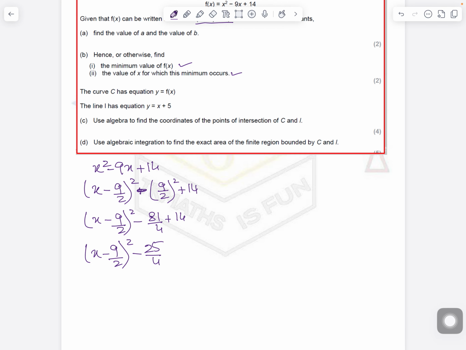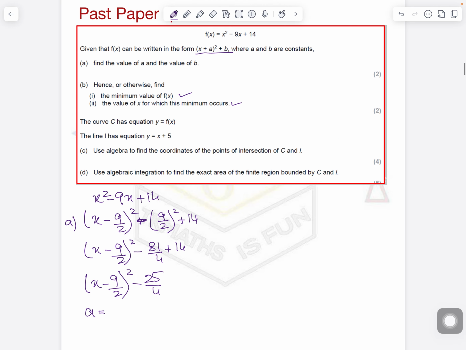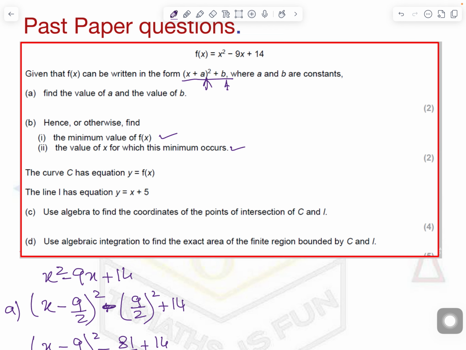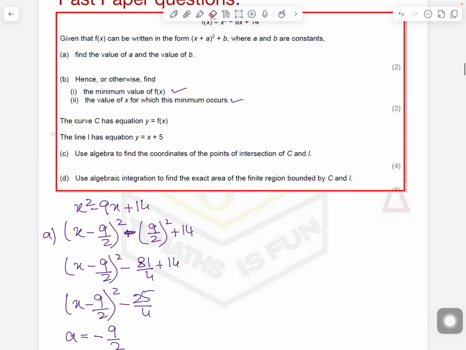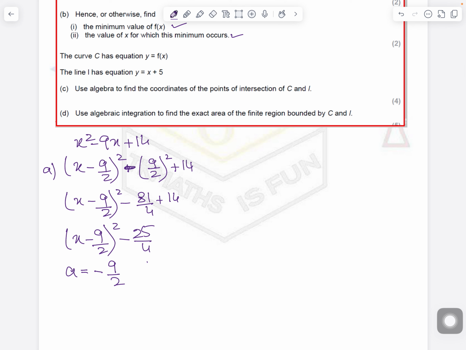So now the question is saying find the minimum value. This is your part A. So you can write here A equals, because the question is asking to find the values of A and B. So A, this time you will write minus 9 upon 2. You know why? Because what is given to you here has a plus inside the bracket. Can you notice? So that's why you have minus there. So your A value is minus 9 upon 2, and your B value is minus 25 upon 4.